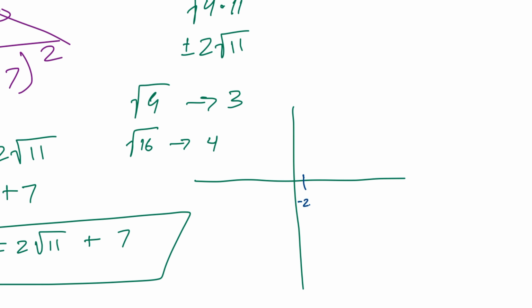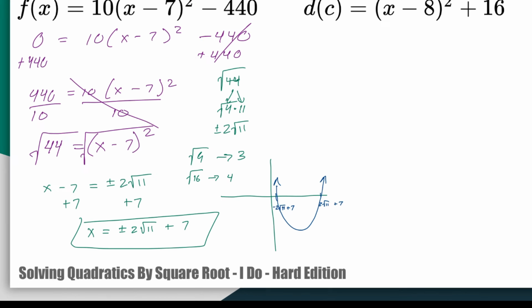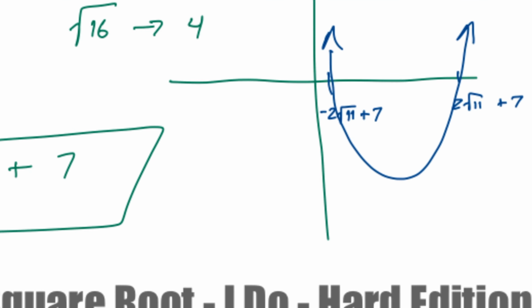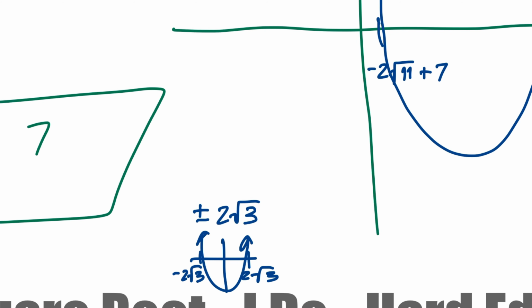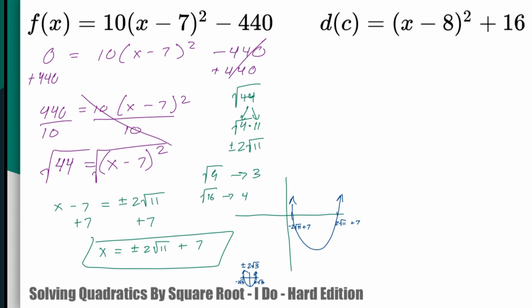So negative 2 times the square root of 11 plus 7, and then something like 2 times the square root of 11 plus 7. That's a hard one, okay? And I don't think you're going to see too many that hard. I think normally you'll see it like this. Normally you'll get a plus or minus 2 times the square root of 3 as your final answer. And here you'll have a -1 and a +1. So -2 times the square root of 3 over here, and 2 times the square root of 3 over here. And then you would draw like this, okay?